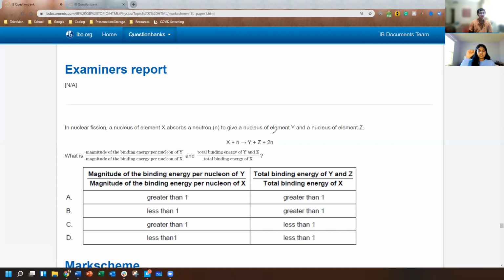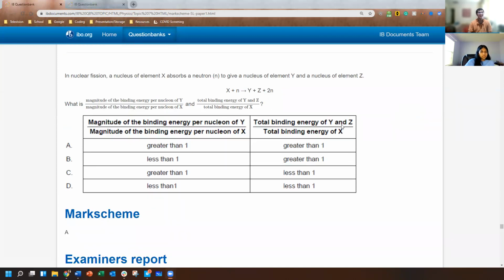Okay, I think it should be C, but I'm not sure. I just feel like the total binding energy of Y and Z should be less than the total binding energy of X. Reason being, Y and Z are the nuclei that make up X, and since they're separated, X has stronger, more binding energy total, right? Yeah. So exactly, X has to have more binding energy total than Y and Z. So Y and Z would be less than 1, and that would be greater than C, I believe. Mhm. Watch us be wrong. It's A. Yeah, you are right.